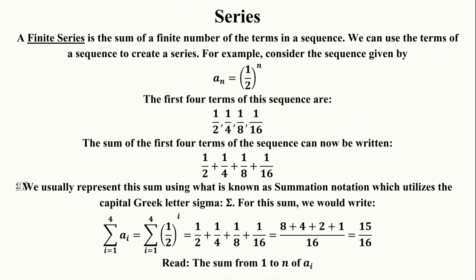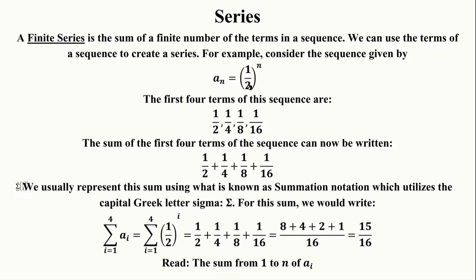Okay, all right, next we want to look at what a series is. A finite series is the sum of a finite number of the terms in a sequence. We can use the terms of the sequence to create a series. For example, consider the sequence given by this expression, an equals quantity 1/2 to the n. What are the first 4 terms of this sequence?